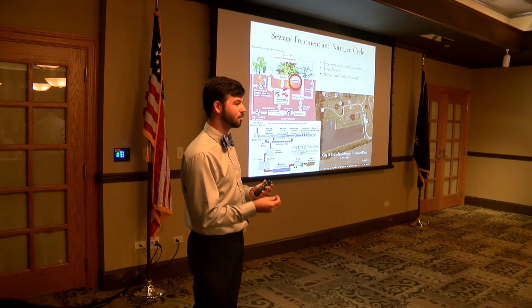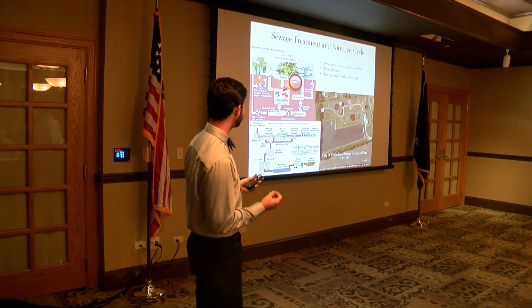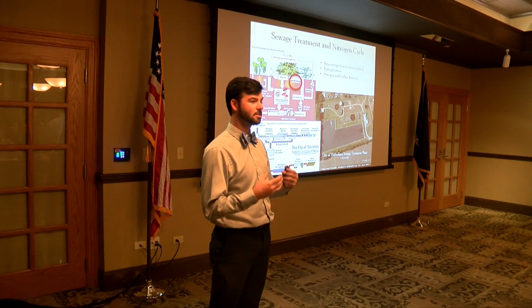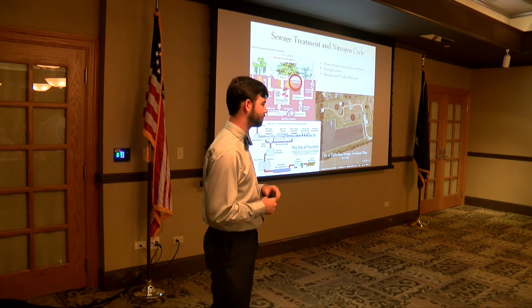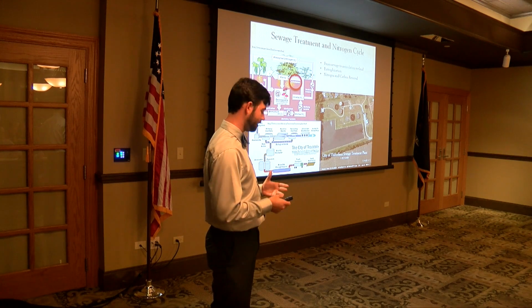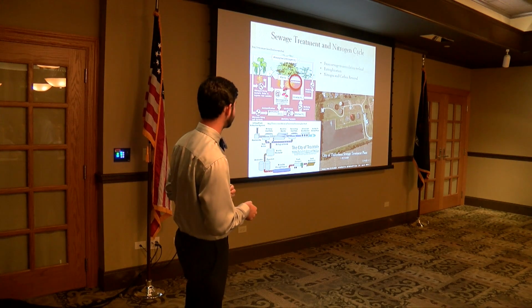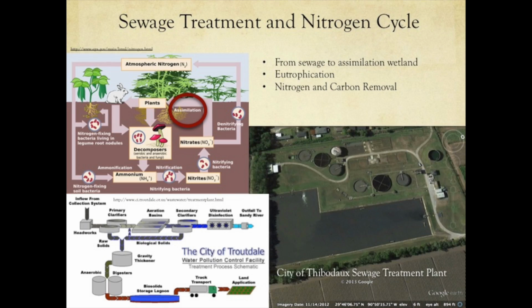cause something known as eutrophication. Eutrophication is essentially when we have excess nutrients in the wetland, and this can lead to algae blooms and fish kills. But the bacteria throughout the sewage treatment process work in removing this excess carbon and nitrogen before it is pumped into the adjacent wetland.